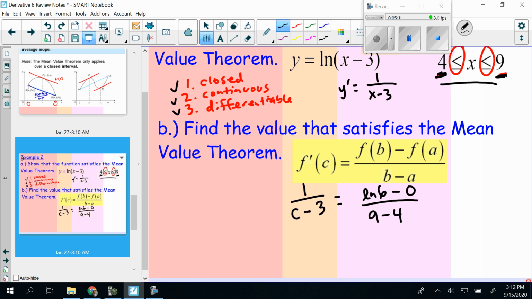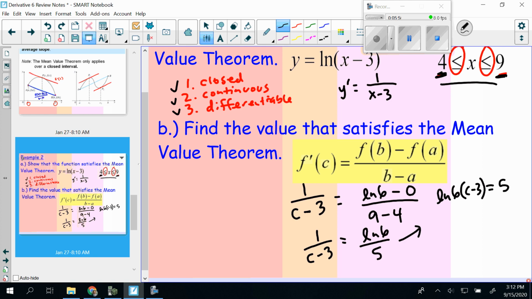So now it's just trying to simplify and solve this out and seeing what we get when we do that. Next, what we can do here is this would just be natural log of 6 over 5. Over here we've still got our 1 over c minus 3. Let's cross multiply now and see what we get here. If we cross multiply, we've got just 5 on the one side. The other side we've got natural log of 6 times c minus 3. To solve for that, we could either distribute or let's just divide to get rid of that natural log 6.